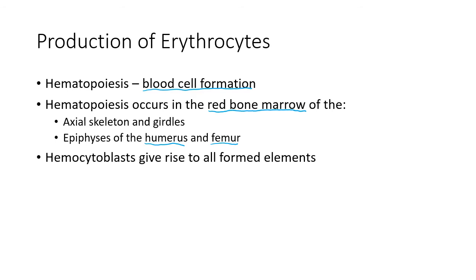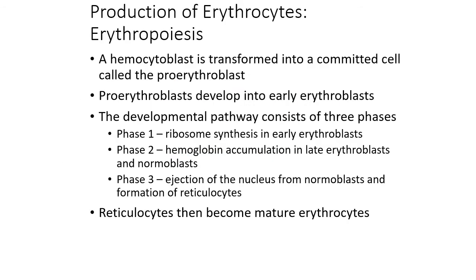The blood cells themselves are going to develop from a stem cell. In the case of our red blood cells, this is going to be the hemocytoblast. And that hemocytoblast then differentiates into what we call a pro-erythroblast. And now this cell is essentially committed to becoming a red blood cell. So its fate is determined, so to speak.